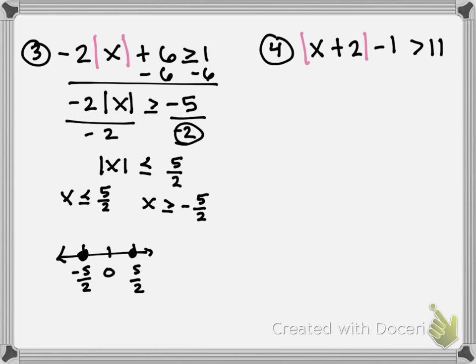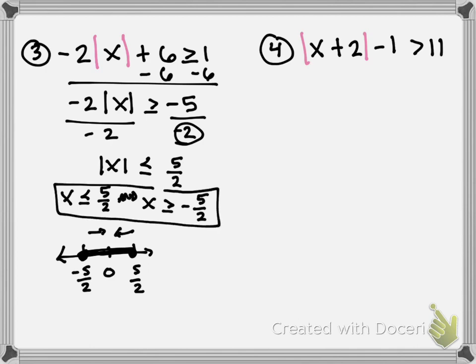Okay, so I want x to be less than or equal to positive 5 over 2, so I'm going to shade this way. X to be greater than or equal to negative 5 over 2, so I'm going to be shading in between them, which means that this is an and, right? Again, you don't need that in your answer, but okay, number 4 is a little different because this time we have an operation happening in our absolute value symbol.